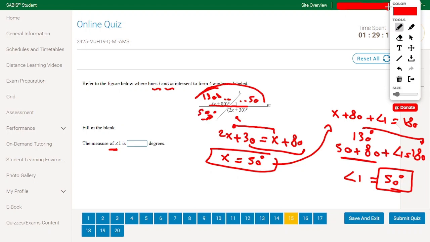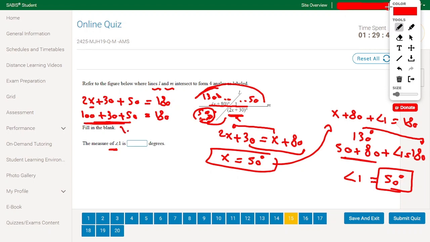So let's see if our solution is right. So I have 2x plus 80 plus 30 here, plus this angle will be equal to 180. So I have 2x plus 30 plus this angle, 50, will be equal to 180. Since x is 50, I have 100 plus 30 plus 50 equal to 180. So this will be 180 equal to 180. So my answer is right. So the angle 1 is 50 degrees.